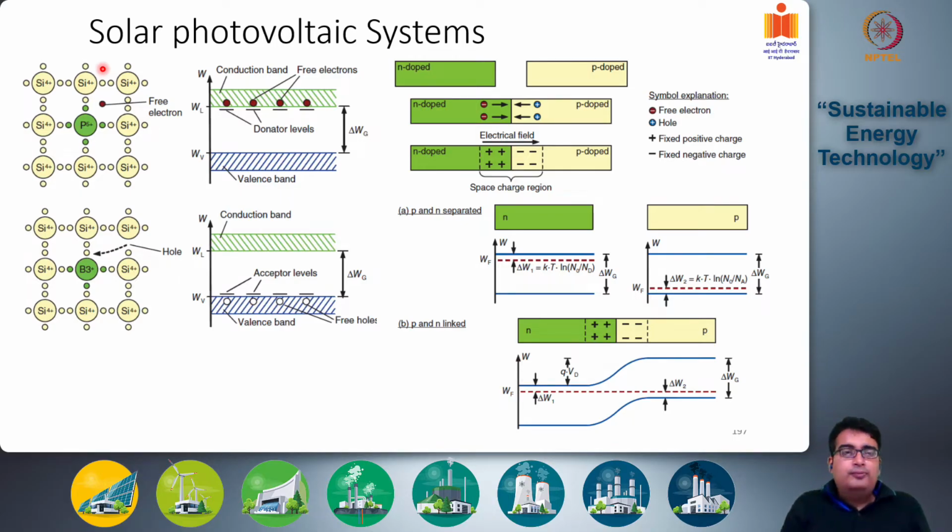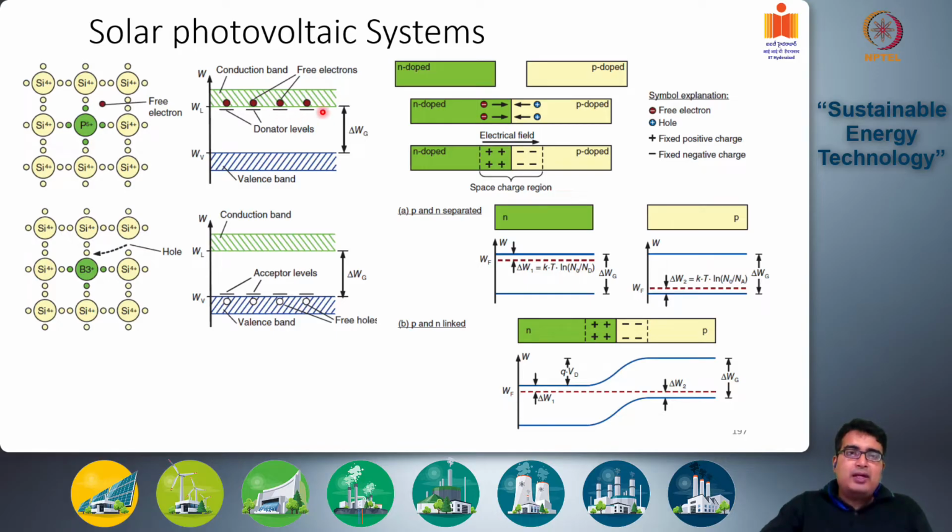Similarly, for boron, you have 4 atoms of silicon but only 3 atoms of boron. So there is an empty spot left as a hole in the boron atom's crystalline structure with silicon, which acts as a flow of holes. So hence this is called a p-type semiconductor. And you can see the donor levels of electrons and the acceptor levels of the holes. So you have this kind of a structure.